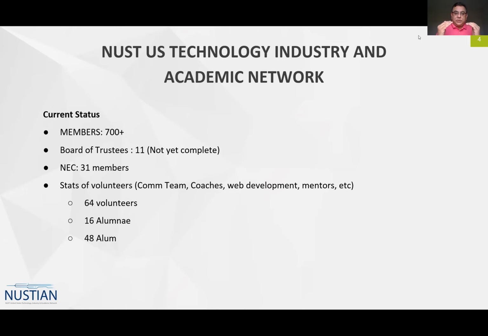So under the umbrella of this organization, we have one board of trustees, which is not yet complete. It will be completed in coming days as we hold our first election. But the key entity of this organization is the NUST Executive Committee, which currently has 31 members. Besides these 31 members, we have over 60 volunteers who are working for various causes within this organization, from communication team to coaching the students, web development, mentorship.